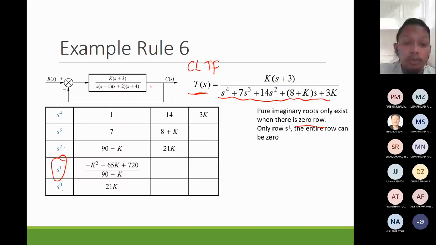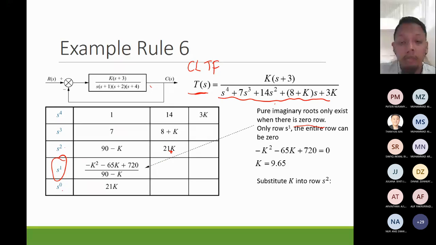Similarly for S2, you have this 21 times K here. To make this zero, K equals zero, so you cannot take that value. So the only location where the entire row can be zero is S1. From there, you calculate the value of K to make this term zero. So you get K equals 9.65. That's the value of gain K at the imaginary axis.